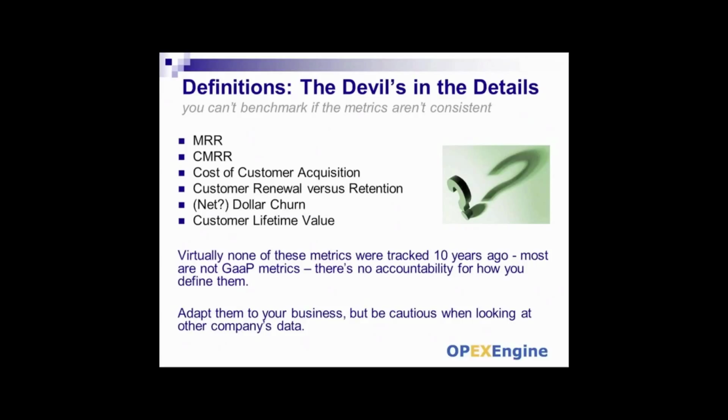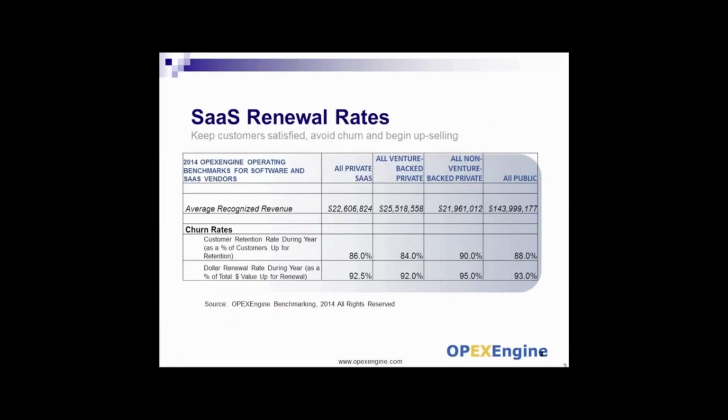Investors will define them differently. So use them. It's incredibly important, but know what you're using, and also be cautious when you look at other people's numbers or when someone touts a particular number as the right number for your company. So what we do at OPEXEngine is we work with each company. Each company inputs their own data into our system.